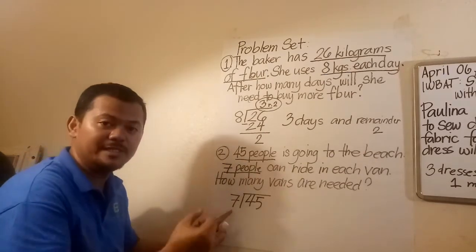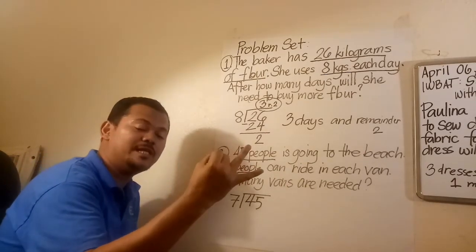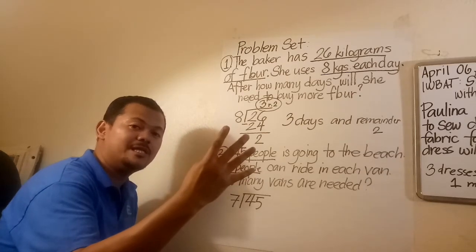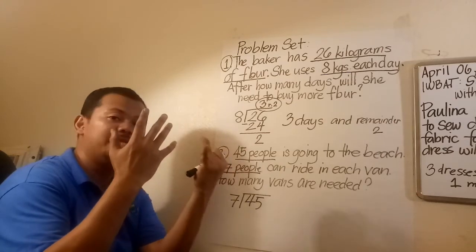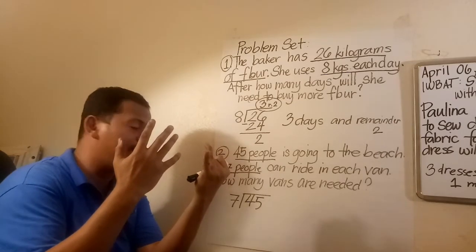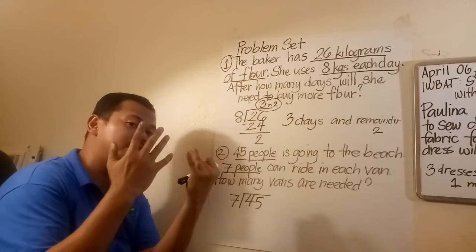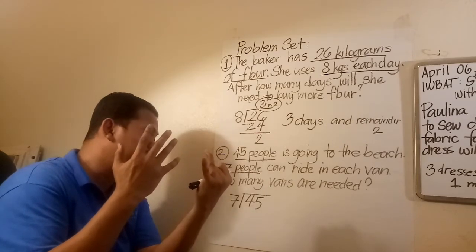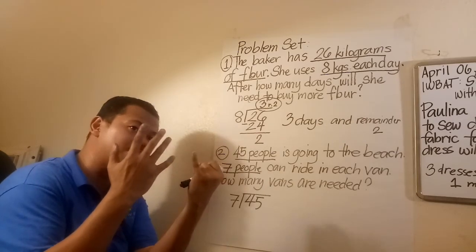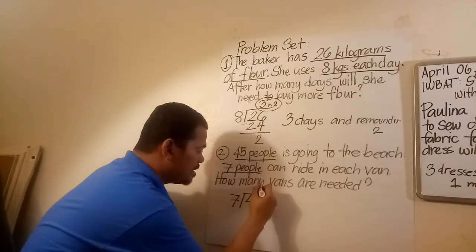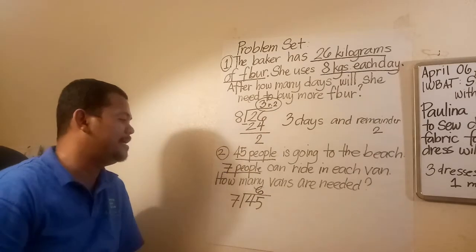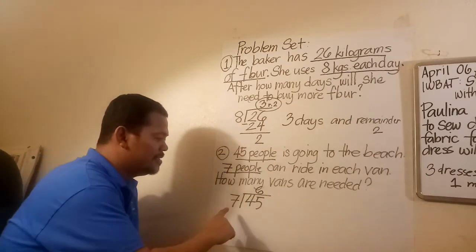Let's count by 7. 7, 14, 21, 28, 35, 42, 49. Can we use 49? No, because 49 is bigger than 45. So we can use only 6. We can write here 6. There you go.